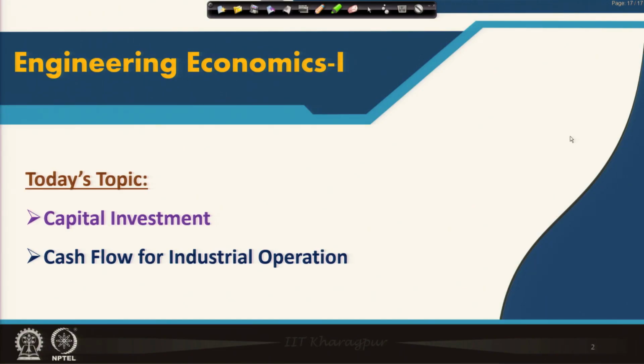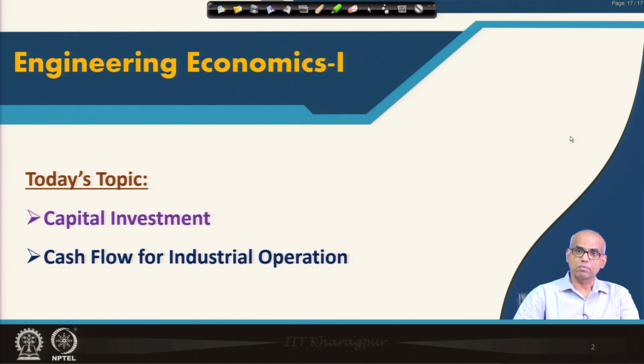As an engineer, you have to estimate the product cost. So, to estimate the total cost of the product, you need to know what is the cost of the investment in the plant. So, all these basic concepts are covered in engineering economics, and as a chemical engineer, as a design engineer, one must be familiar with these concepts.